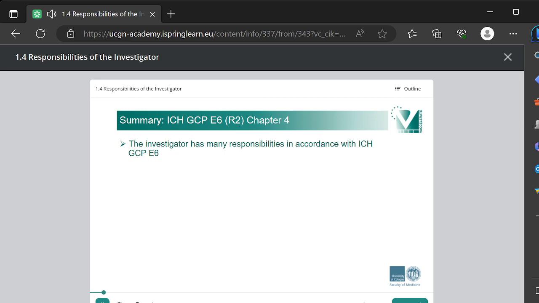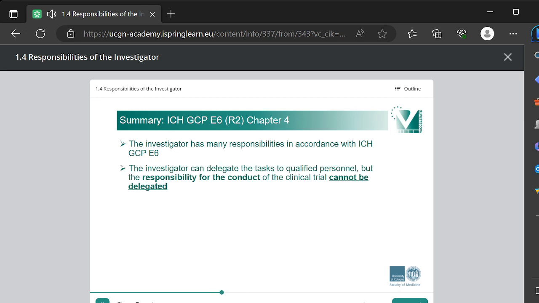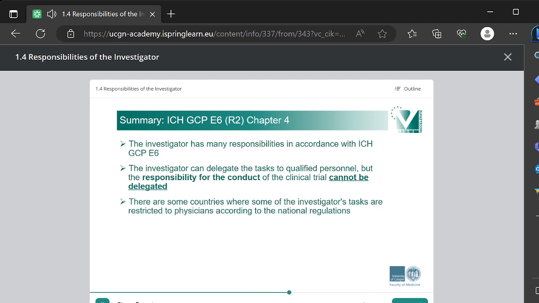To summarize the fourth chapter of the ICH GCP guideline E6, I would like to highlight that this guideline specifies many responsibilities of the investigator, which can be delegated to qualified staff. However, it is not possible for the investigator to delegate the responsibility for the conduct of the clinical trial. In some countries of the European Union, some tasks of the investigator can only be delegated to physicians according to national regulations.